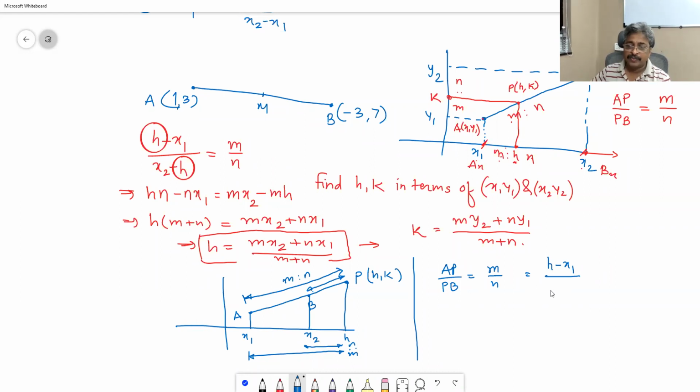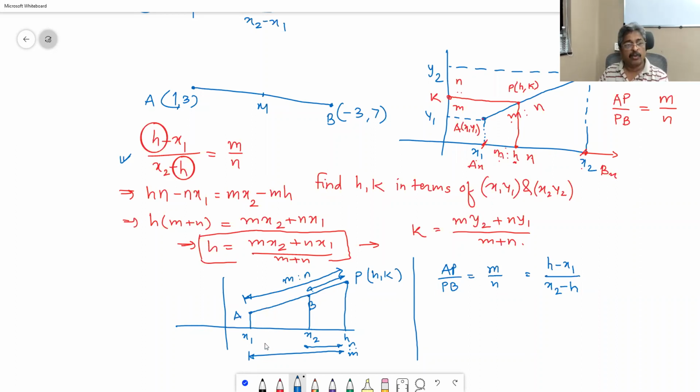B is x2 minus... AP is P minus A and PB is B minus P, which is x2 minus h. Okay, and now the LHS is exactly the same, but it is external division, because you have to take care of sign change. When you go from A to P, the direction that you have, basically the direction A to P and P to B, they are opposite.